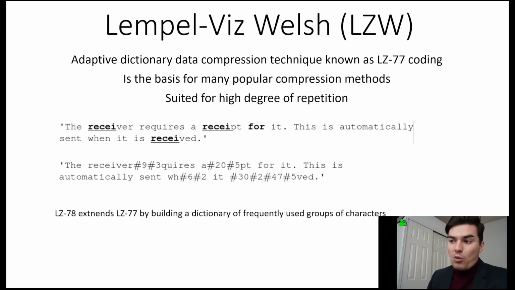Now, Lempel-Ziv-Welch is an adaptive dictionary data compression technique related to LZ77, and it's the basis for many of the most popular compression methods, suited for a high degree of repetition.